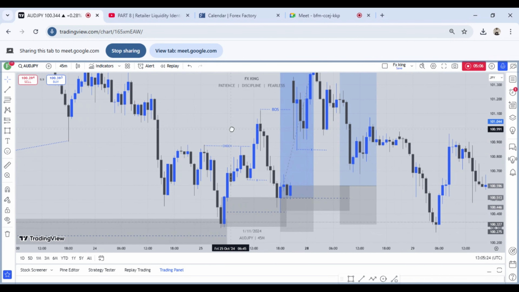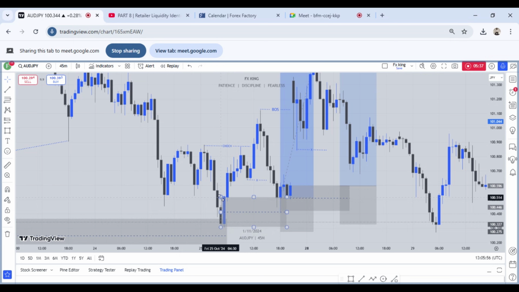Now, after the change of character, I told you what to wait for to buy. Since the market is going up, you wait for the market to take out inducement. This is our inducement here, our last pullback to the upside. So the market took out this inducement and we bought from here. I was using a 1 hour demand zone, that's why my order block encompasses this candle.